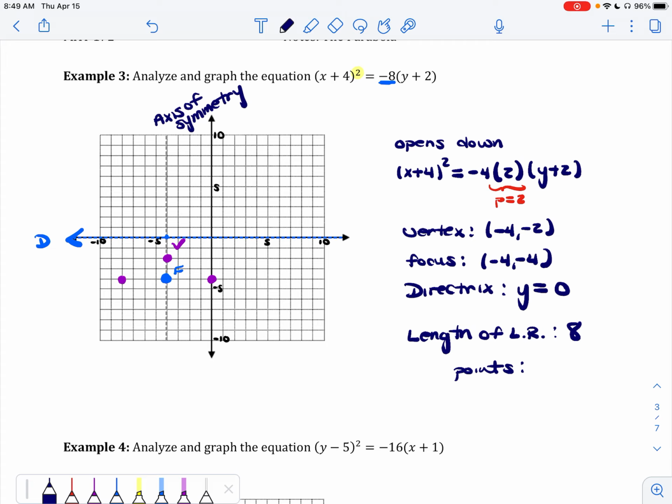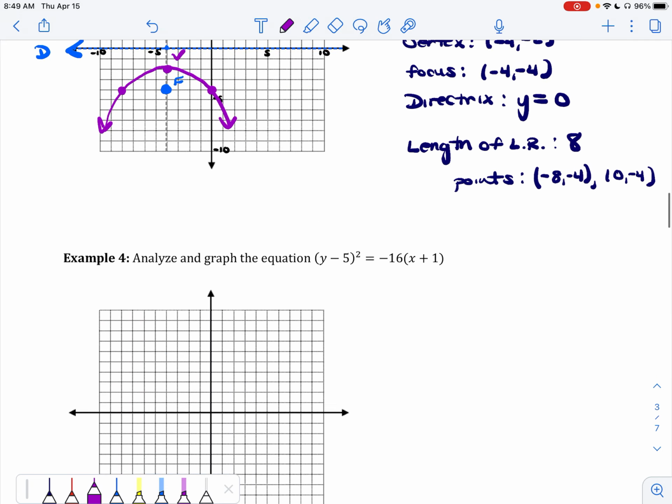Okay, so then those 2 points on the latus rectum are going to be -8, -4, and 0, -4. And then just connect your points, and you are finished. And that's going to be our graph. Okay.